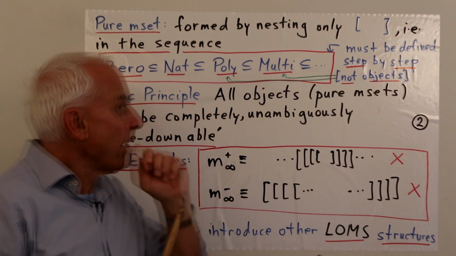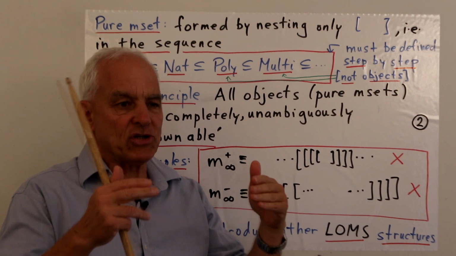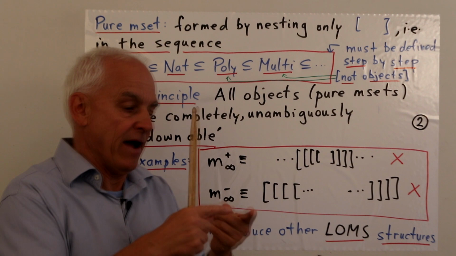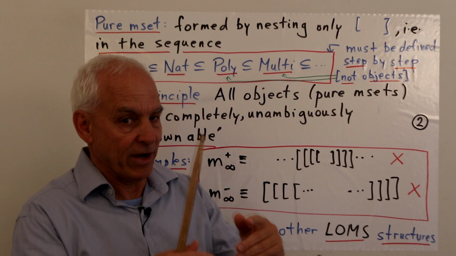Right. So the advantage in making this specific is that this way the operations that we're going to talk about later are all sort of consistently defined on these things, because an mset in this context, a pure mset, is already an mset of msets, and it's already an mset of mset of msets, etc.